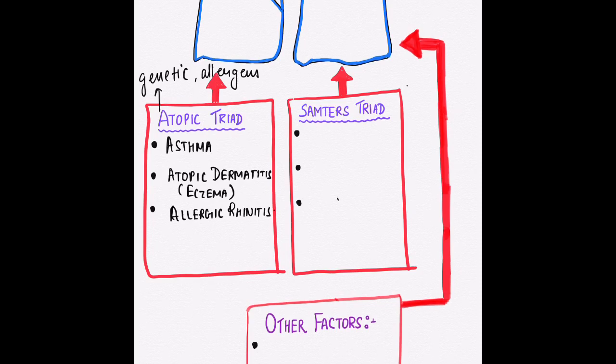The other thing that the asthma could be related to is something more interesting, which we call the Samter's triad or the ASA triad. The Samter's triad is nothing but generally a disease characterized by the triad of asthma, nasal polyps, and aspirin sensitivity.